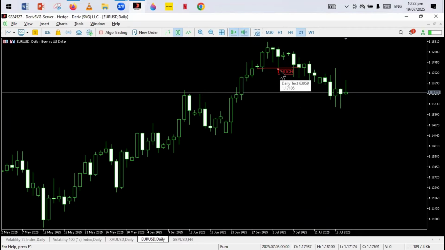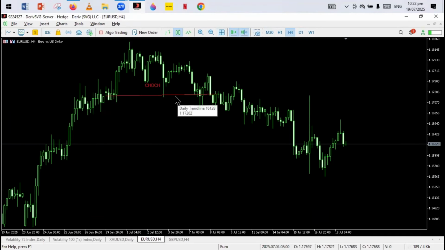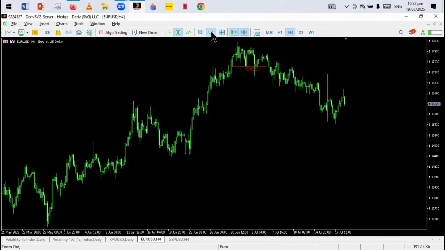That is a change of character right there. If you go to the 4 hours, you can see when price changed character. So we had higher high, higher low, higher high, higher low. However, buyers could not maintain the structure, and then we had a change of character at that point where the sellers came into the market. So right there, that is where the change of character happened. Like that. That is how you can tell.